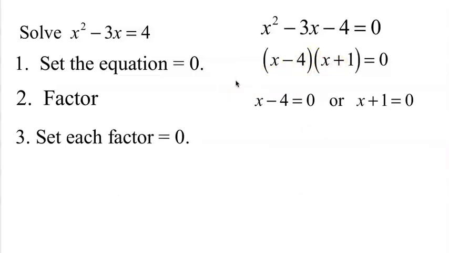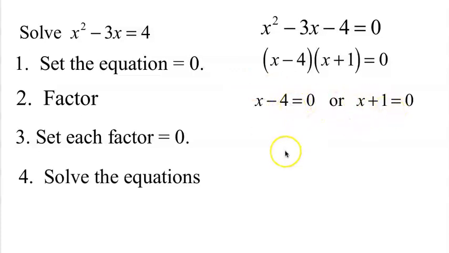Now we have to solve for x. Adding 4 to both sides here, we'll get x is 4. Adding negative 1 to both sides there, we'll get x is negative 1. So those are our two solutions.